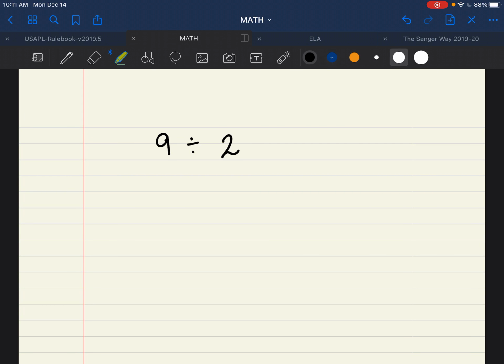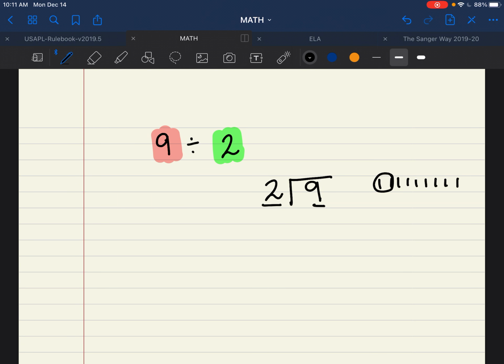So first, I know that this first number is called the dividend, and this second number is called the divisor. The dividend goes inside the box, and the divisor goes on the outside. So then we have to ask ourselves, how many times does 2 go into 9? Let's see. If I had 1, 2, 3, 4, 5, 6, 7, 8, 9, how many groups of 2? 1, 2, 3, 4. So I know I have 4 times. 2 goes into 9 4 times.